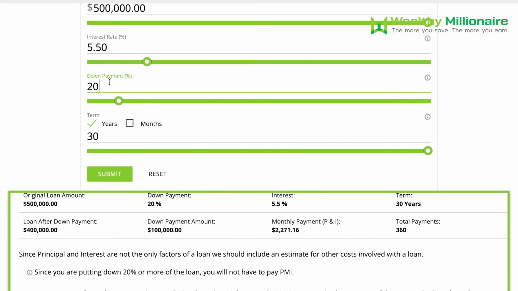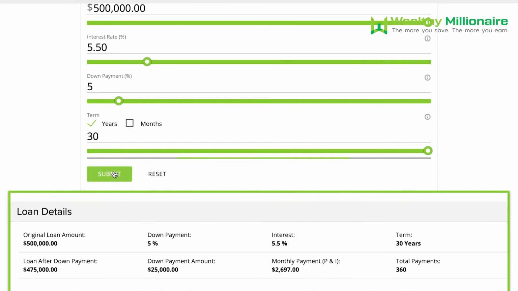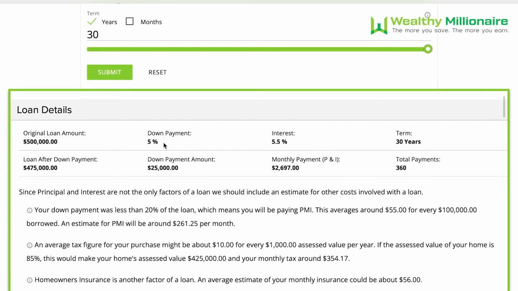Now let's try with a smaller down payment. We'll do 5% and keep our 30-year term. So we have here our 5% down, 5.5% interest, 30-year term. Our loan after our down payment is $475,000. Our down payment amount, $25,000. Our monthly payment is $2,697 with our total payments of 360.